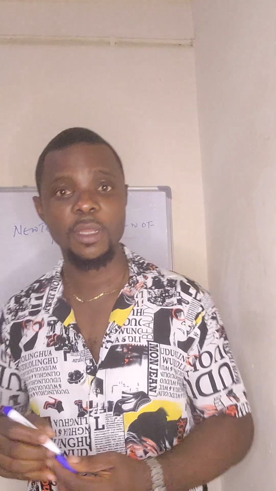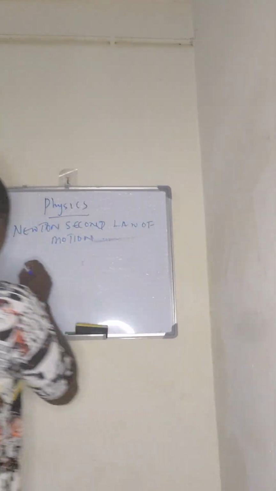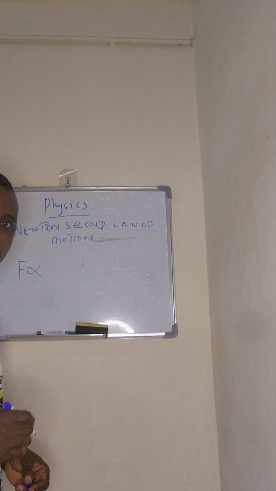Okay, Newton's second law of motion has to do with force, alright? The law states that the rate of change of linear momentum is directly proportional to the applied force. Or you can say that the applied force on an object is directly proportional to the rate of change of linear momentum. Alright? What do we mean? That the velocity changes from initial velocity to final velocity. Alright? So we're going to be having that the force is directly proportional, alright?